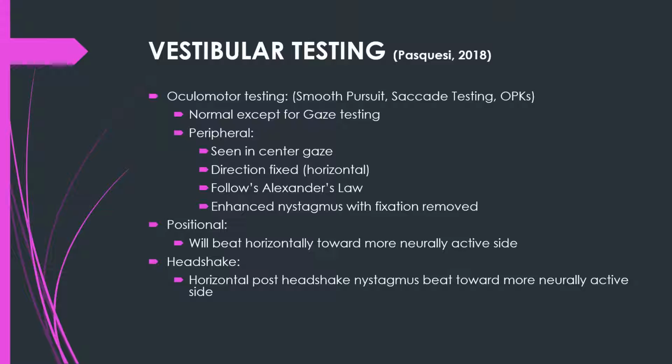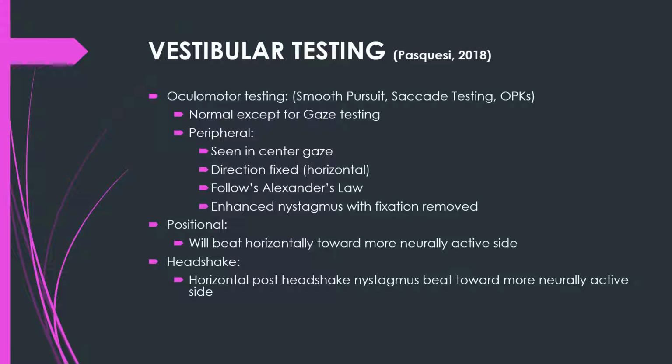So with vestibular testing, ocular motor testing would be normal because, again, those are looking at central pathologies, but gaze is the one testing that can also look for peripheral lesions as well. So if it's peripheral, you'll see nystagmus in the center gaze, it has fixed direction, it follows Alexander's law, and nystagmus is enhanced when fixation is removed.